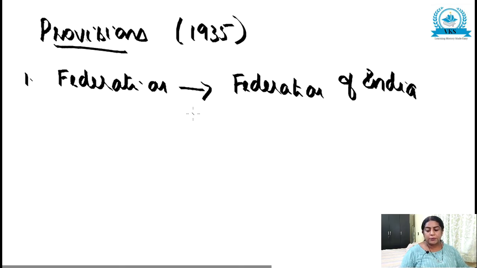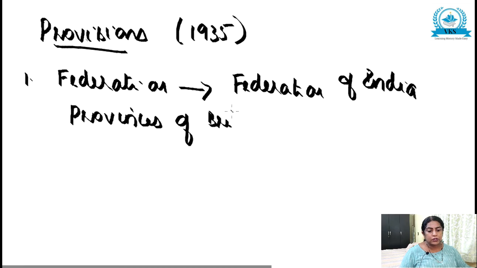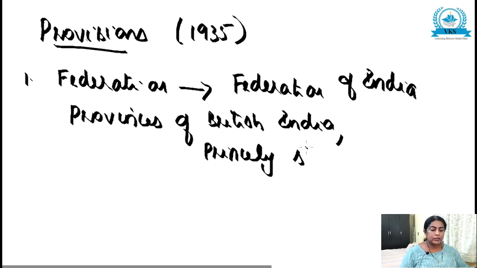So the Act provided for the establishment of a Federation of India consisting of the provinces of British India and also the princely states. All those together will be called the Federation of India. So that was the first, or one of the main provisions, of the Government of India Act of 1935.